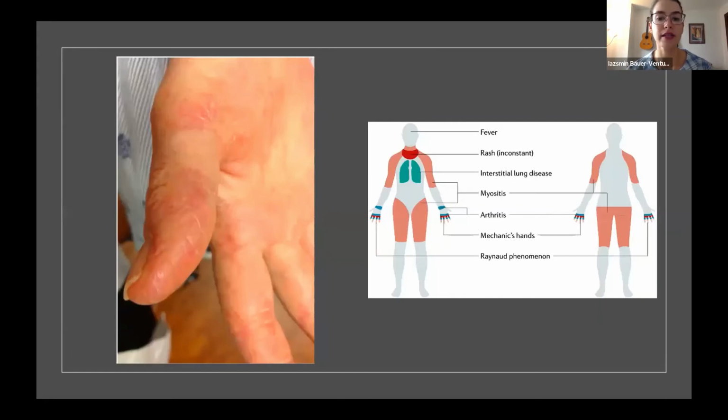A little more about antisynthetase syndrome. Here on your left is what we call mechanic's hands, this fissuring and hyperkeratosis of the lateral aspect of the fingers. Usually the thumbs and the index fingers are the most affected ones. And you can see again the combination of the features we have in antisynthetase syndrome.